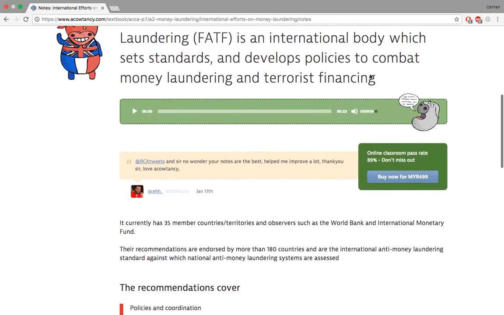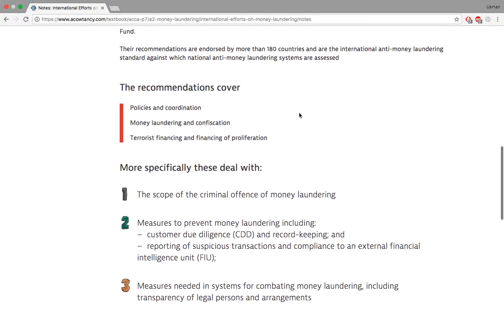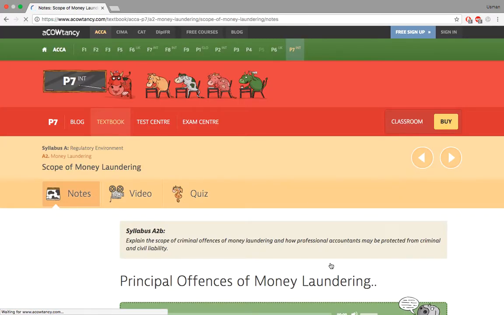Okay, this part is actually a new part in the syllabus. I don't really think that's very important because it sounds pretty stupid to me, but okay. I'm nobody to judge, I don't really care, but I still like money laundering. It's one of my favorite topics in the P7 exam.